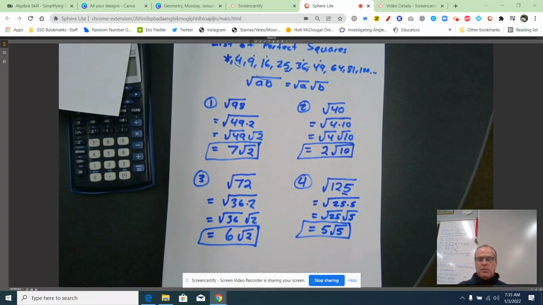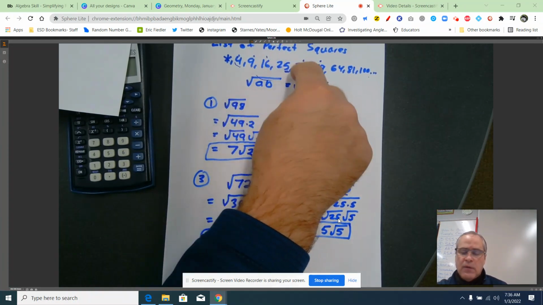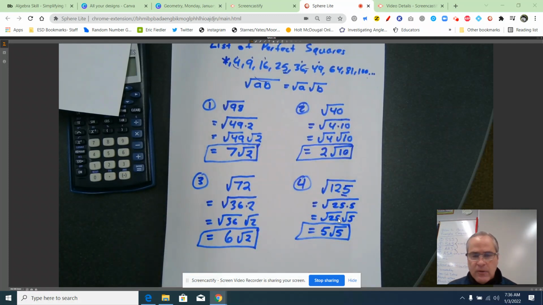We'll be practicing that on the boards. We also will take care of this issue of what happens if you don't pick the largest number on this list. Does that mean you can't get the right answer? And the answer is no, it just takes a little bit longer to do it. But we'll talk about that as we practice in class.